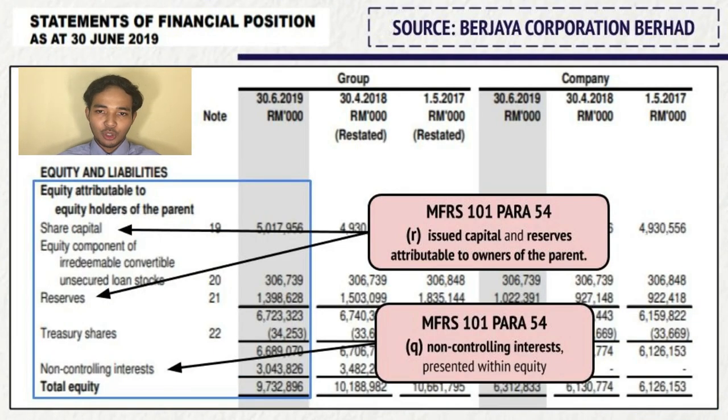Okay, from now on, we will see each of the disclosure examples based on the standards mentioned, presented by Berjaya, Genting and LNG. According to para 54, based on the Berjaya Corporation Berhad annual report, this is how issued capital, attributable reserves and non-controlling interest are presented in the statement of financial position. For further detail on examples, please have a look at our slide. Fatin, I will pass it to you.